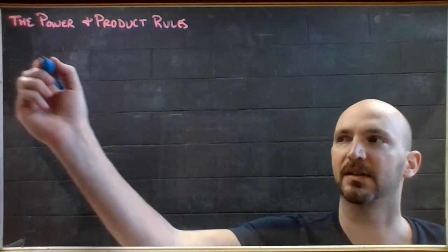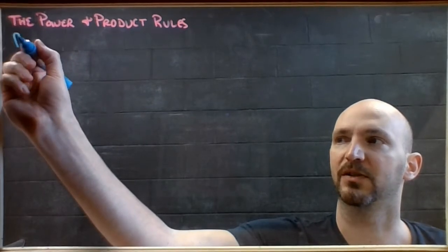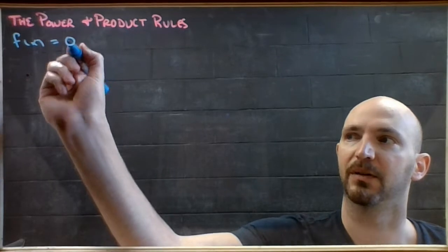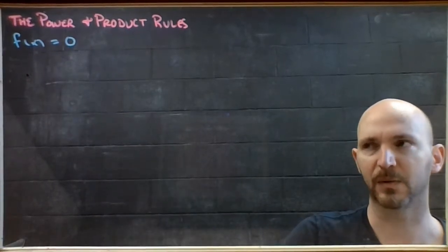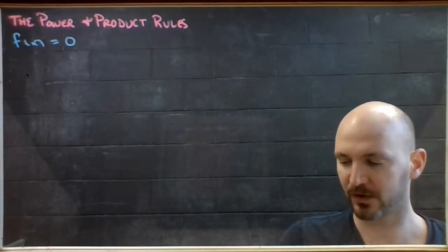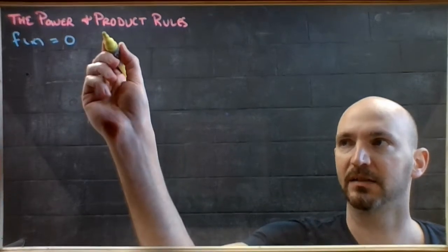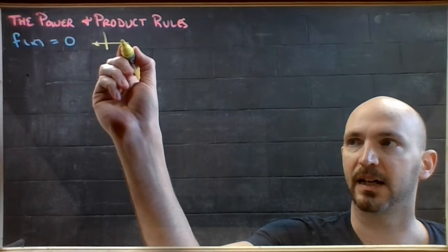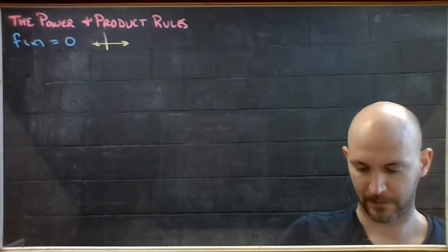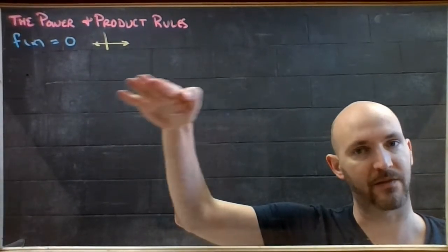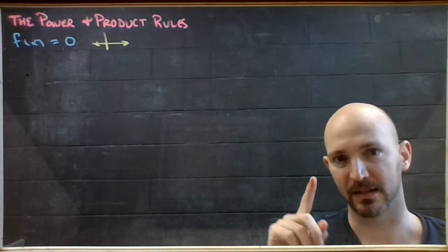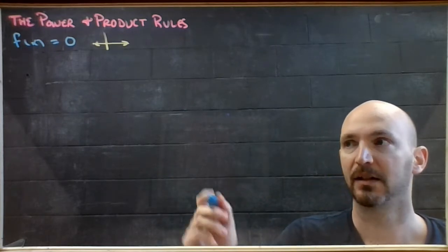So the simplest and least interesting function you could ever have is f of x equals 0. So that function, if you were to sketch it, is just a line laying on the x-axis. It's always 0. It will never be anything but 0. It's just flat. So that's the key word there, flat.